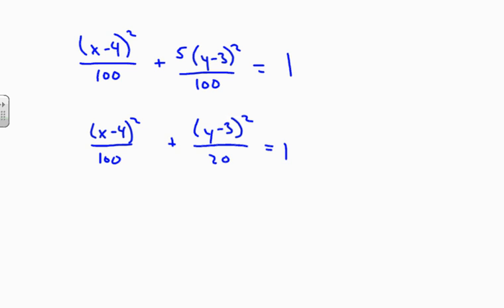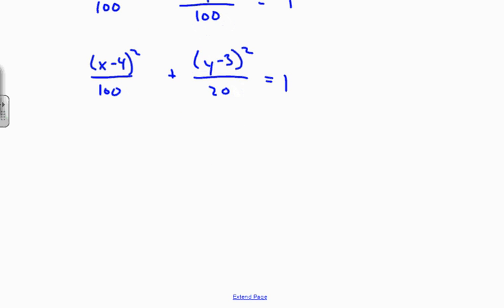From here, let us find all of our other values. We're going to find the center, the major axis, the vertices, and the foci, and then finally the eccentricity. The first thing we want to find is the center. Looking at this, the center is pretty easy to see. It's going to be at (4, 3).